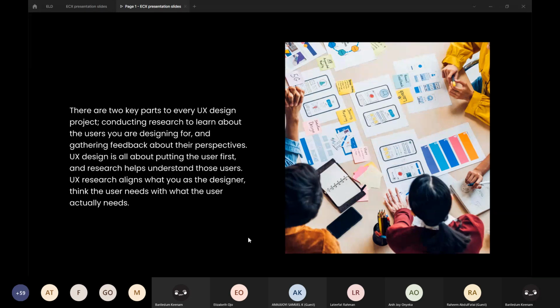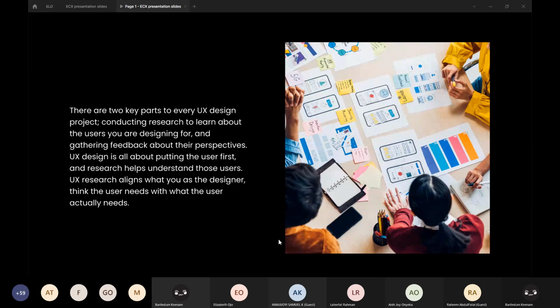Before actually building a product, you have to conduct user research to know the needs of your users. Sometimes you might say, okay, students need, let's say, a tracking app or something. Then you need to conduct user research to know whether they actually need this or you are just assuming.